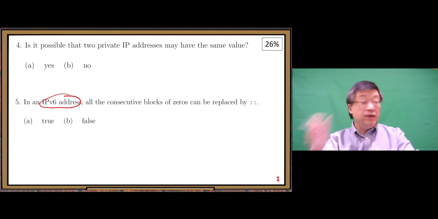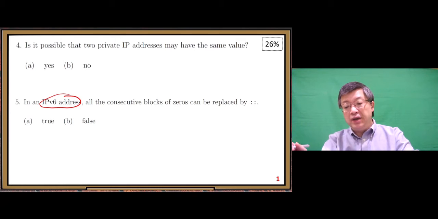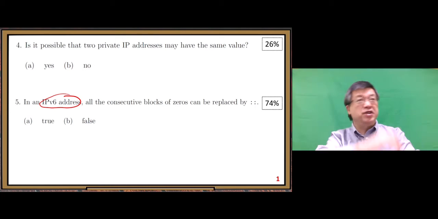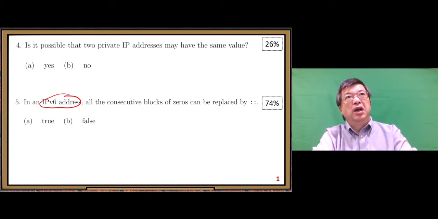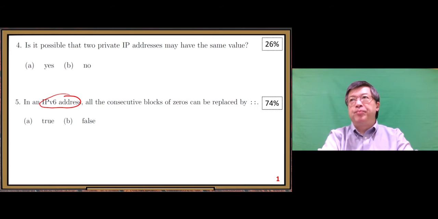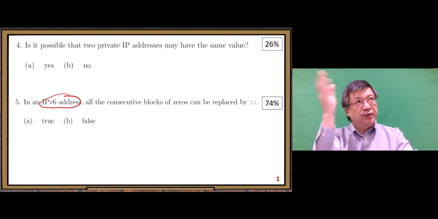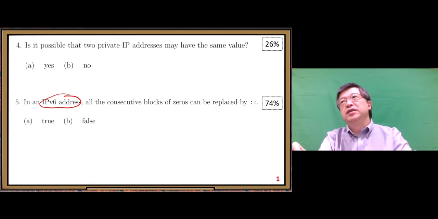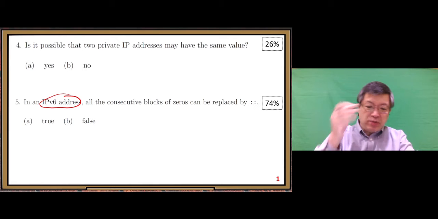The miss rate was very high, 74%, approximately 3/4. Out of 24, that is 18 students who missed this question. So let me explain that rule.